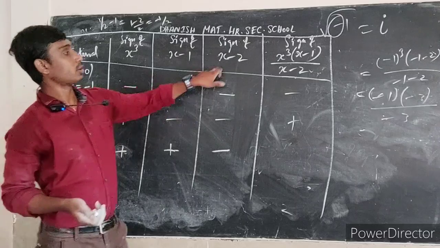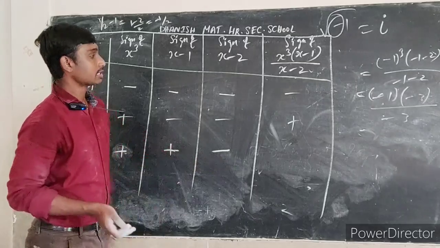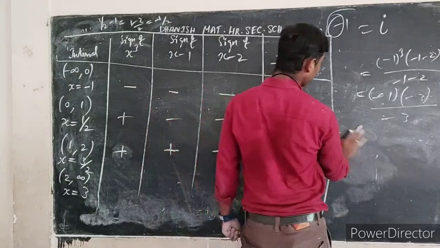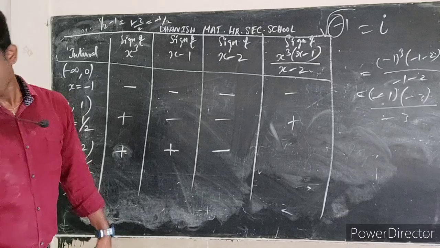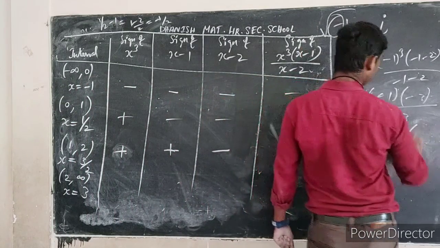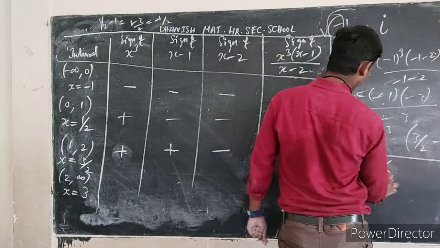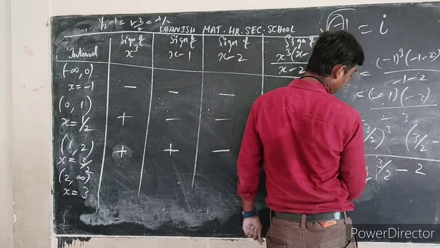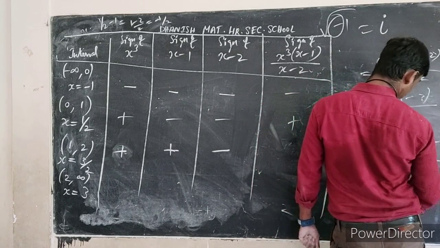Because 3 by 2 minus 2 means 2 into 4, 3 minus 4, that will be minus sign. Then the final one, x cube of x minus 1. What is the sign we are getting here? That is also the same procedure. 3 by 2 the whole cube minus, 3 by 2 minus 1 divided by 3 by 2 minus 2. Here we are getting 9 by 3 cube, that means 27 divided by 8, 3 will be plus value here.